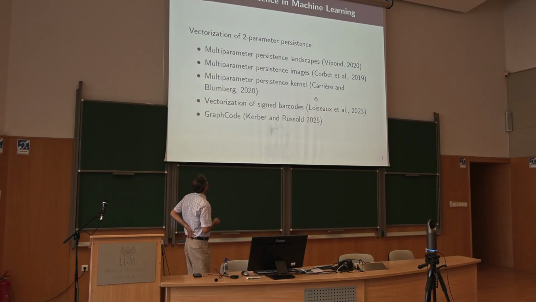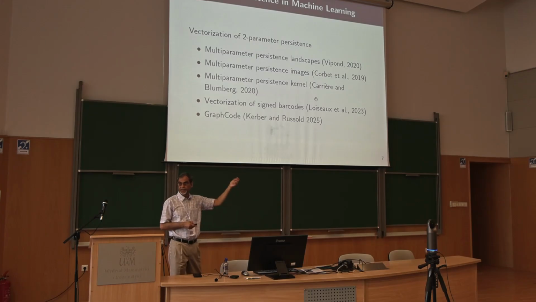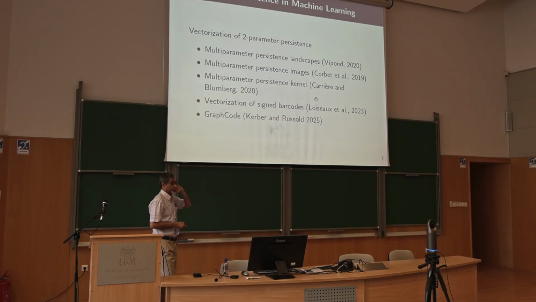Okay. So since we have two-parameter persistence, we also have the problem of vectorization, to apply it to a neural network framework or machine learning framework. And again, we are not the first ones. Many works have already been proposed to do that.